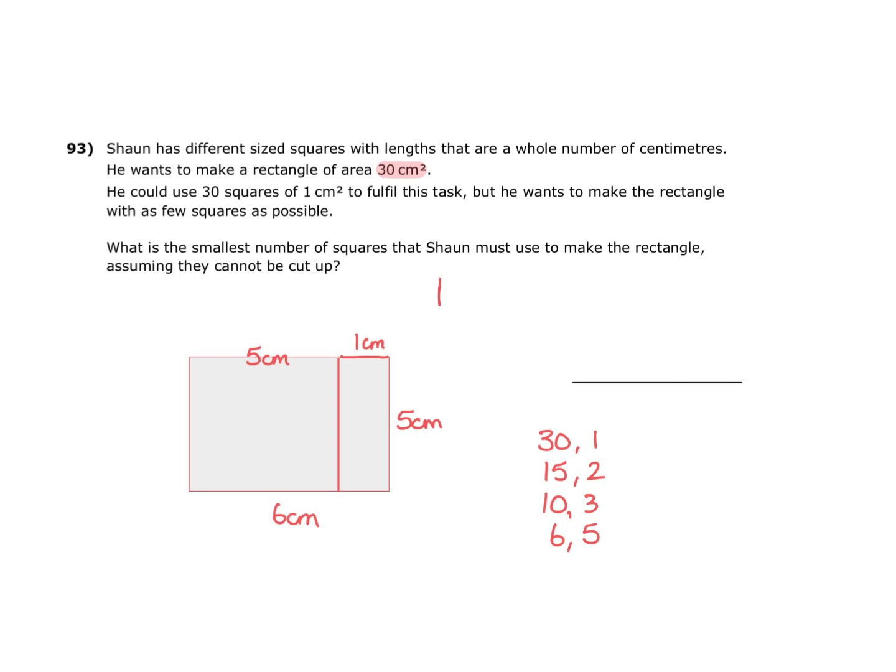So we would need one square which was 5 centimetres in length, and we would need 5 further squares which were each 1 centimetre in length. This means a total of 6 squares would need to be used, and this is the smallest number of squares that Sean must use to make the rectangle.